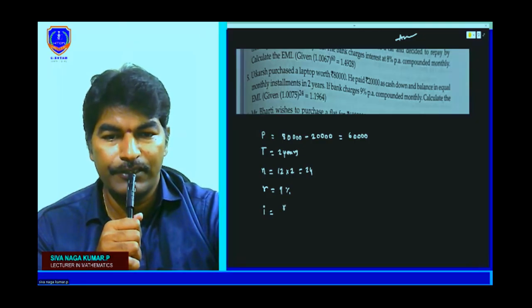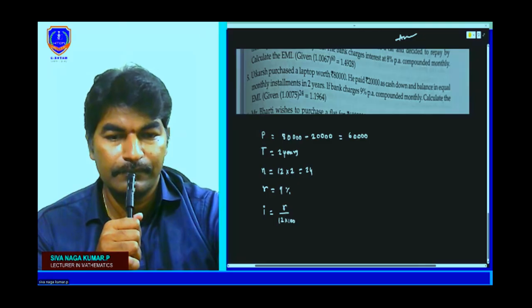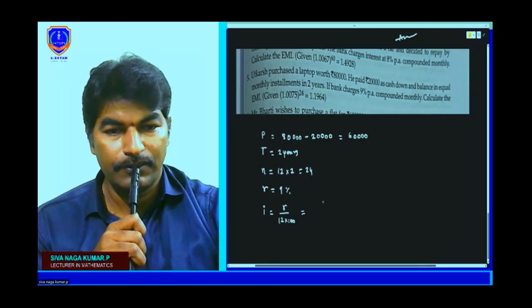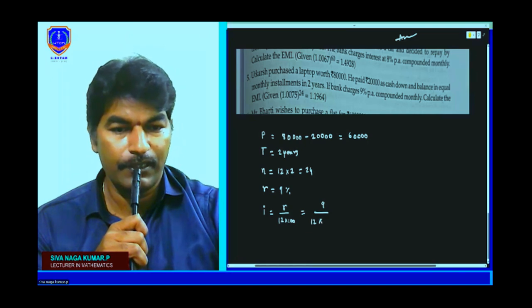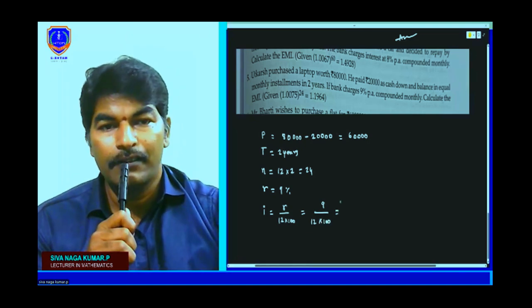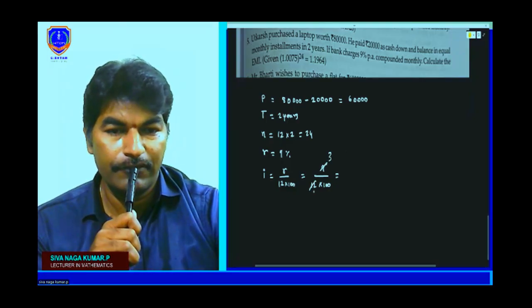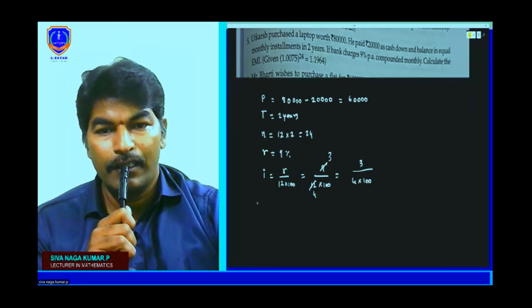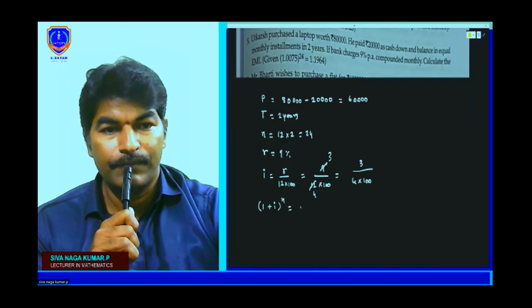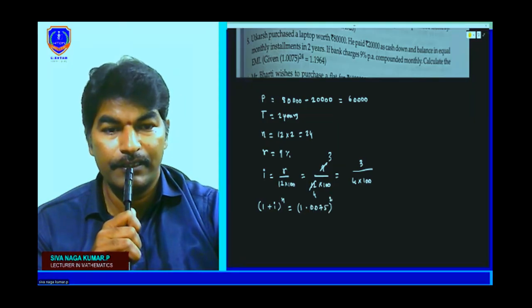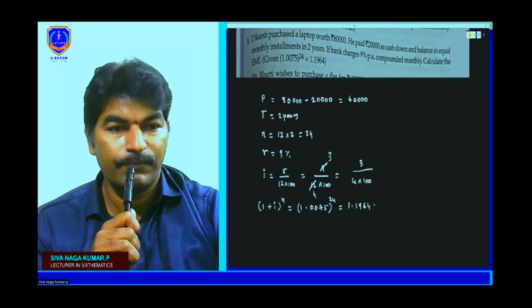So the I value will be R by 12 into 100. So 9 by 12 into 100. You can cancel this, 3 threes are 9 and 3 fours are 12. So 3 by 4 into 100. And actually they mentioned the 1 plus I whole power n value, that is 1.1964. If they mention that, you can directly write it. So they saved your time.